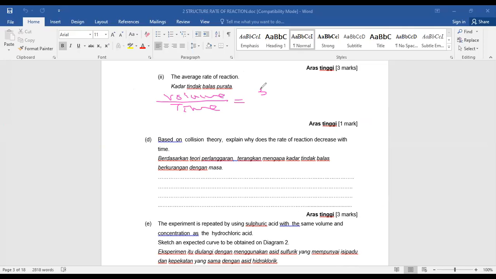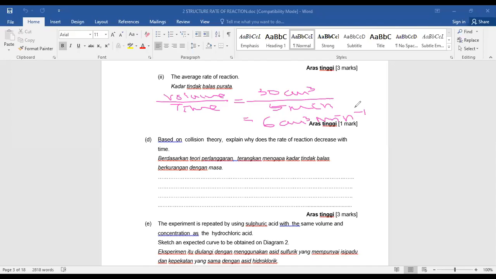Therefore, it will be 30 centimeter cube. Time taken is 5 minutes. Please check again from the graph. Did I do it correctly? I hope it's correct because I don't see the graph here. So it will be 6 centimeter cube per minute.